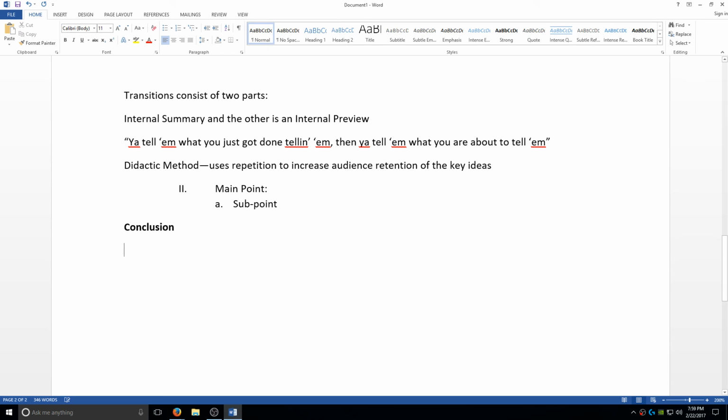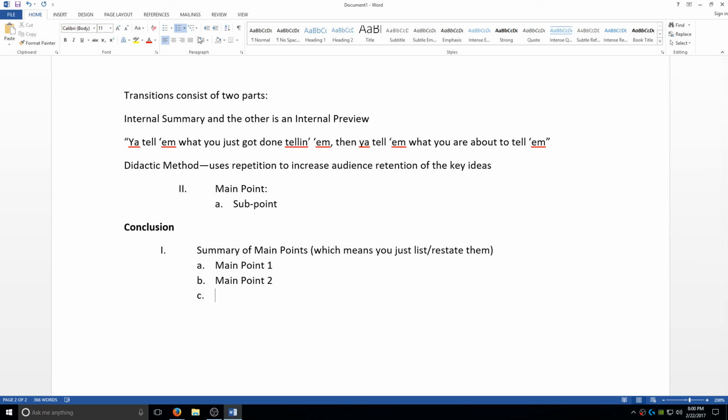Sometimes the auto outline fails you, so I'm going to go manual now. And then the conclusion: you have two main things you need to do. First, a summary of main points, which means you just list them. It's basically like the preview in your introduction. You would list main point 1, point 2, and just restate them, really.